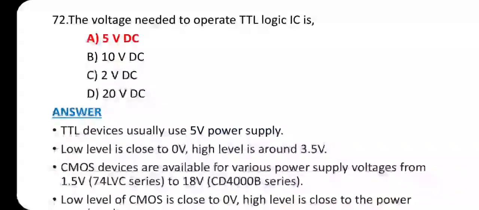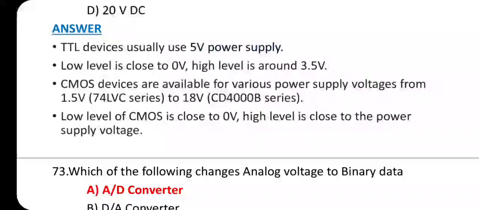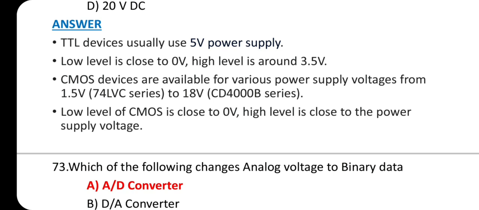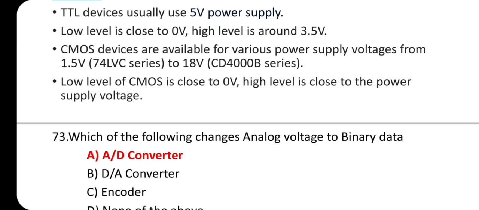Question number 72. The voltage needed to operate TTL logic IC is. Answer is option A, 5 volt DC. TTL device usually use 5 volt power supply. Low level is close to 0 volt and high level is around 3.5 volt. CMOS devices are available for various power supply voltages from 1.5 volt, that is 74LVC series, to 18 volt, CD4000B series. Low level of CMOS is close to 0 volt. High level is close to the power supply voltage.